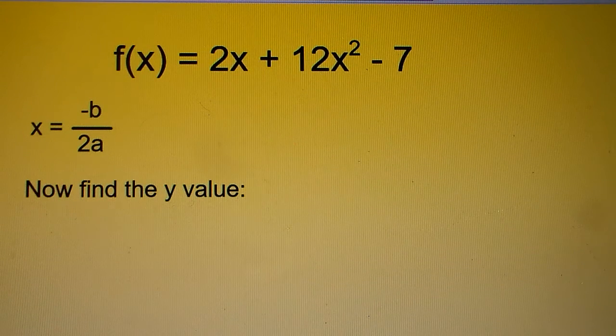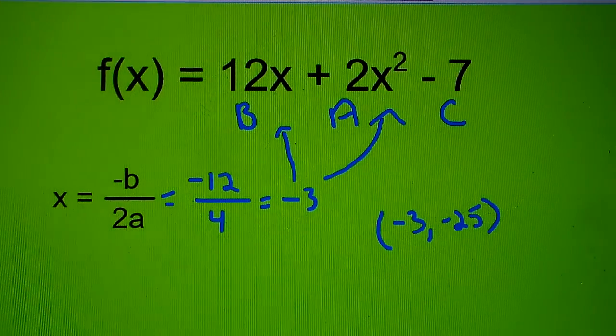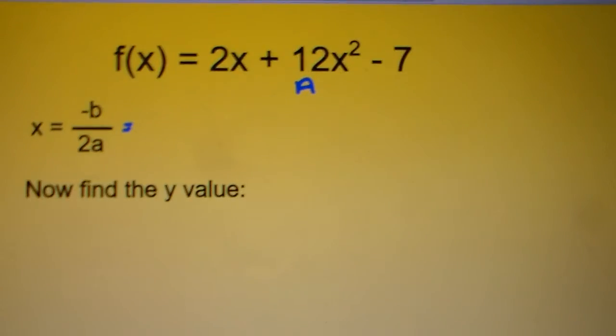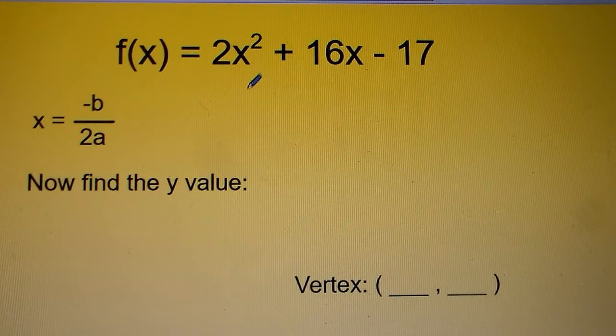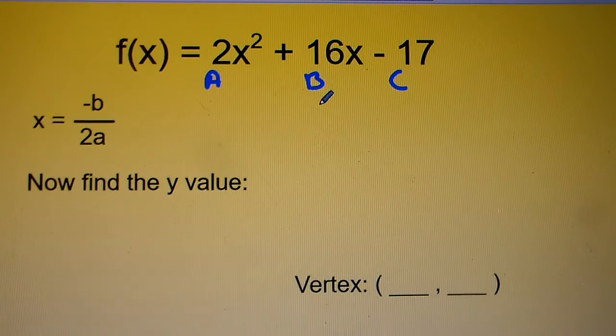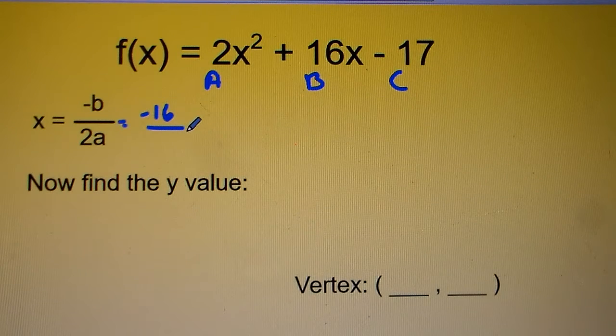Alright, let's plug them in. So negative b, so negative, well, that's my a. Sorry. Let's make sure I'm not repeating the same stuff here. Let's try that one. So my a, my b, my c. We got negative b, so negative 16 over 2 times 2, which gets us 4. Negative 16 over 4 gets us negative 4.